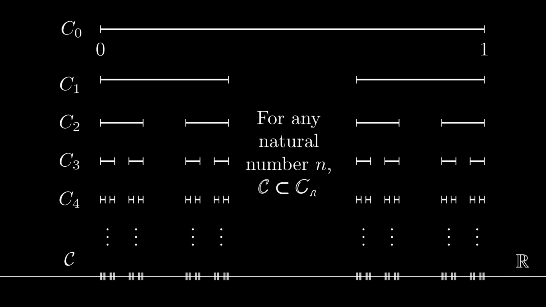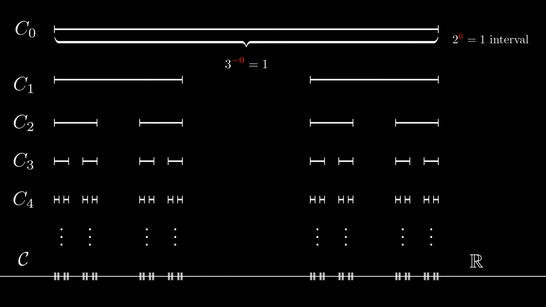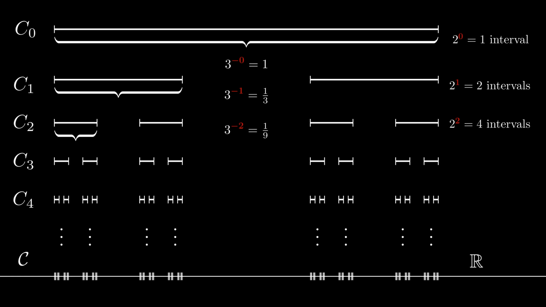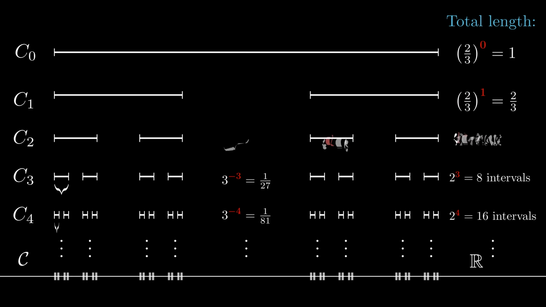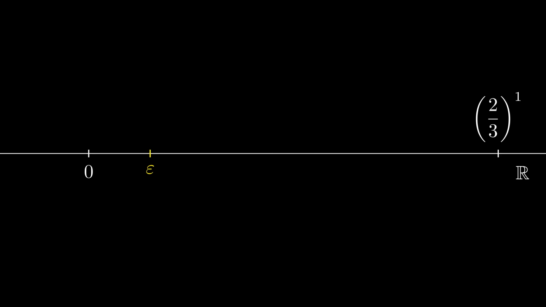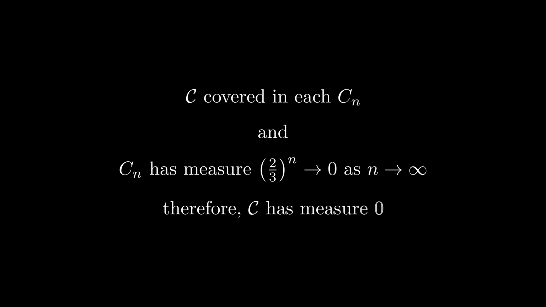Next up, we'll have to show that the Cantor set has measure 0, which is a surprisingly trivial task. If we look back at our construction, C is contained in each of the Cn's, and each Cn is composed of 2 to the power of n intervals of length 3 to the power of negative n. So the total length of Cn is (2/3)^n. And since 2/3 is less than 1, as the power gets larger and larger, the length of Cn can get as close to 0 as possible, so C has measure 0.